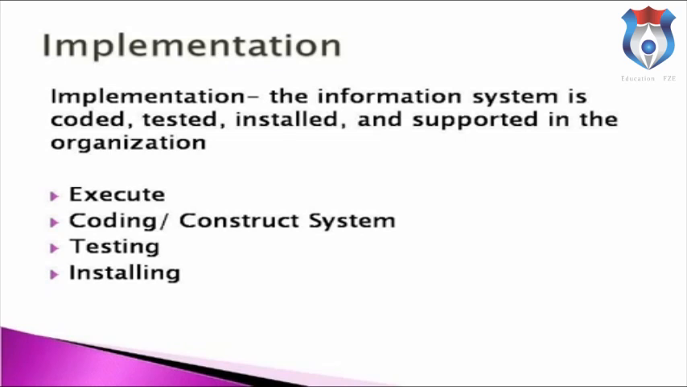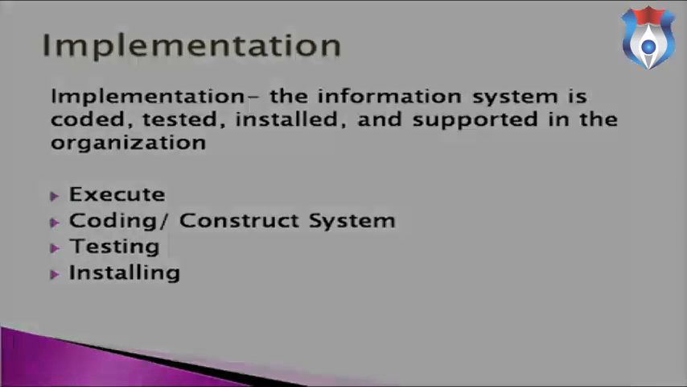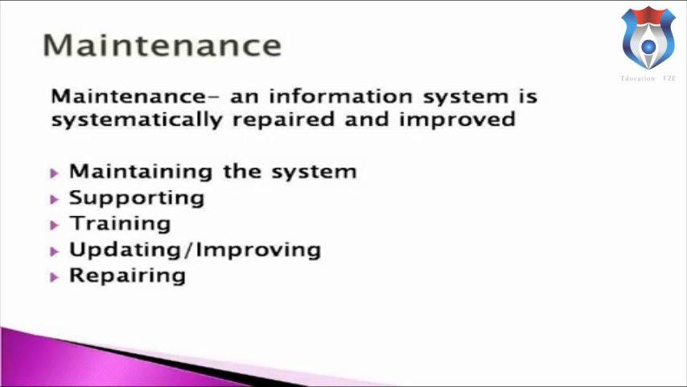The next phase of the SDLC is implementation. In implementation, the information system is coded, tested, installed, and supported in the organization. This can include executing, coding, constructing the system, testing, and installing. Maintenance is the last step of the SDLC. In maintenance, an information system is systematically repaired and improved. This can include maintaining the system, supporting, training, updating and improving, and also repairing the system.